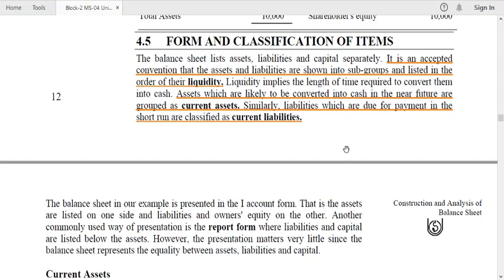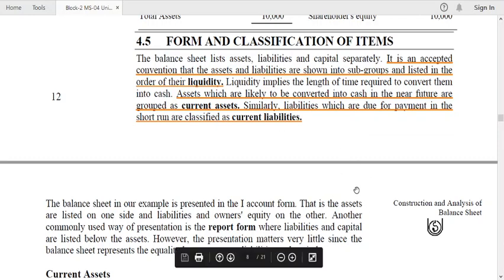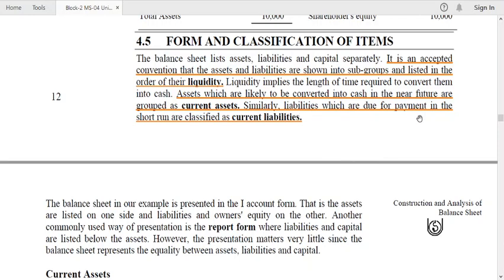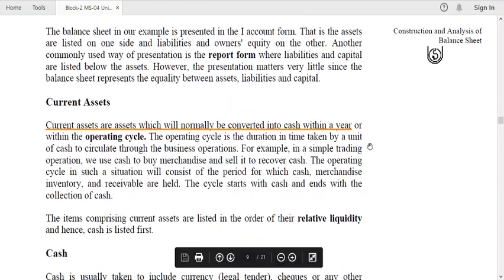That is liquidity. Assets which are likely to be converted into cash very easily or within a year are called current assets. Whatever item can be converted into cash very easily in the near future, before 1 year, is called a current asset. Similarly, liabilities which are due for payment in the short run are called current liabilities. We'll see what the different kinds of current assets are that can exist in a balance sheet. Current assets are assets which can normally be converted into cash within a year.